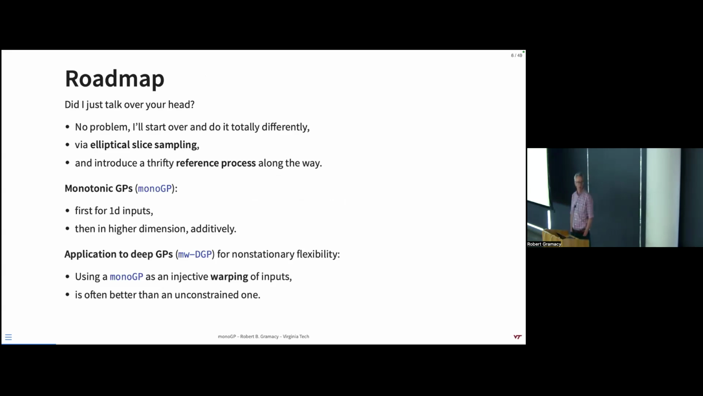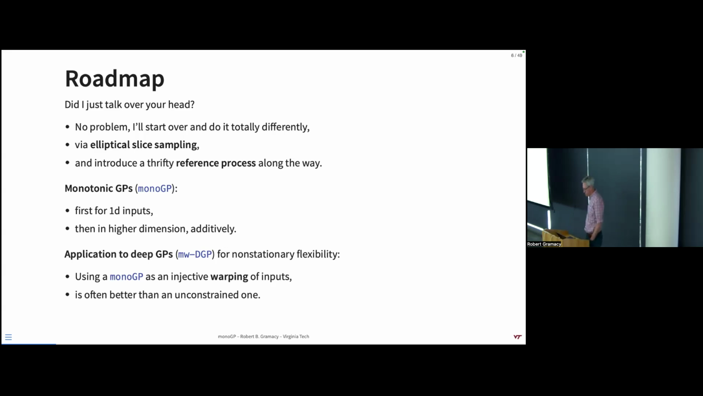Here's my roadmap for the rest of the talk. Maybe that went too fast. I'm going to do it over again, I think, in a simpler way, in a way that I've recently found attractive for understanding what's going on, and I'm going to use a slightly different tool. Instead of using linear algebra, I'm going to use elliptical slice sampling. And along the way, we'll introduce what I call a reference process that's important for some of the contributions that I'll tell you about in the second half of the talk.